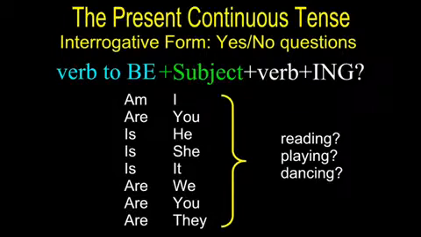We are now going to see the interrogative form of the present continuous tense for yes-no questions. The structure of the interrogative form of yes-no questions is the verb to be plus the subject plus the verb with the ing. For example, am I reading? Is she playing? Are they dancing?